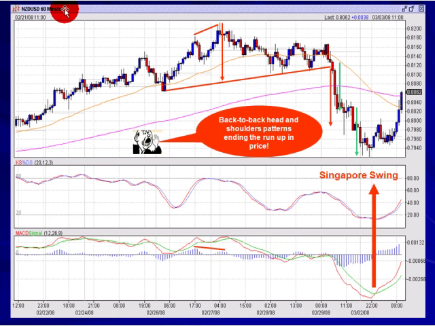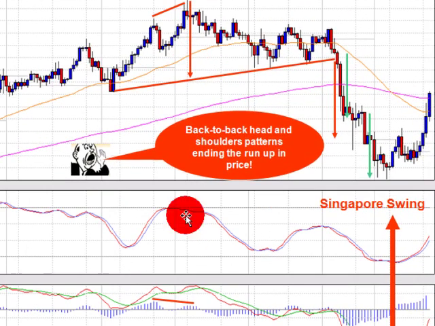This is the Kiwi, New Zealand dollar, paired with the US dollar. We have a head and shoulders pattern complemented by negative divergence on the MACD histogram to price cycling higher. The MACD histogram down here is trending lower. That's negative divergence on the histogram to price. That's the second use of MACD.